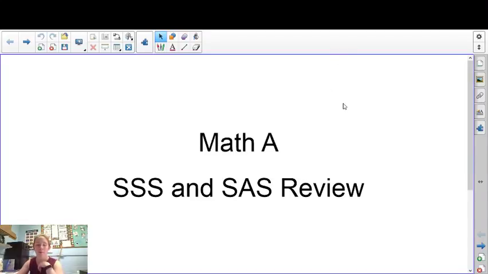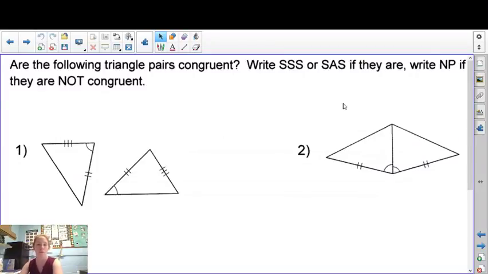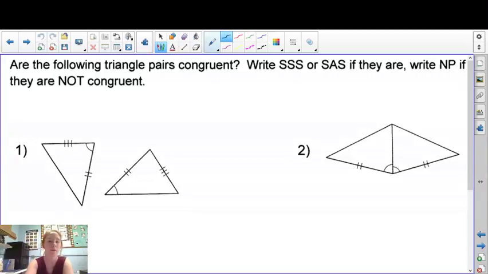We are going to talk about side, side, side, and side angle side for our review day today. Remember, side, side, side, or side angle side needs to go in that specific order. I need to have all three sides indicated, or I need to have a side followed by an angle followed by the same side. So the angle has to be in between. It tells me in my directions to write it if they are congruent, otherwise write NP if they're not congruent. So we're not going to just leave it blank, we're going to actually write something.